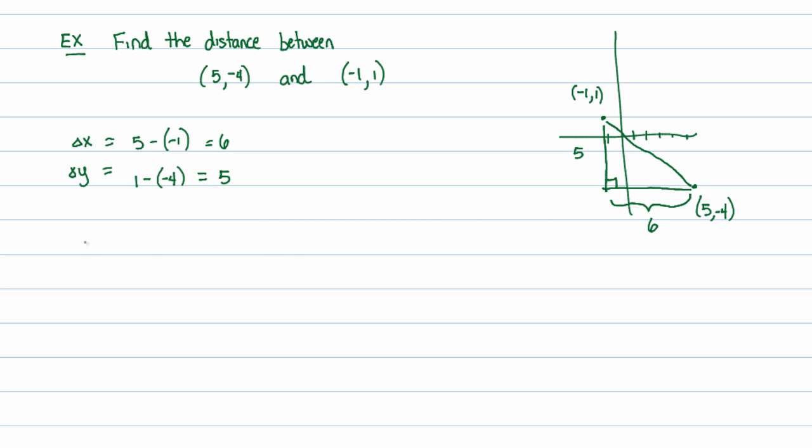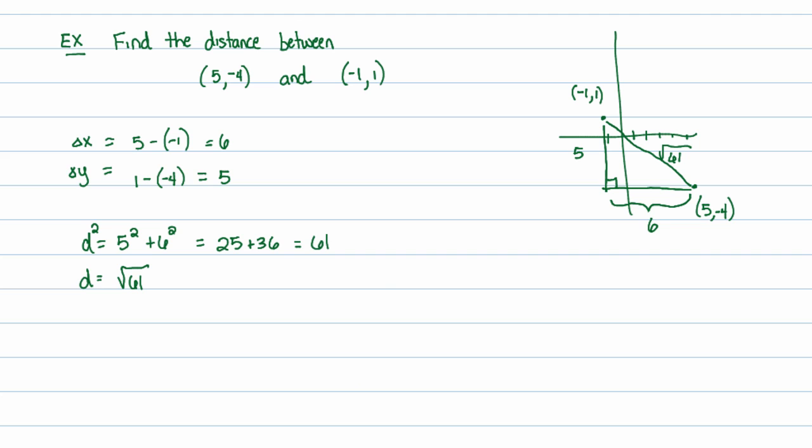So therefore, distance, or at least distance squared, should be equal to 5 squared plus 6 squared, which is equal to 25 plus 36, which is equal to 61. So d itself should be equal to the square root of 61. Root 61. That's me using the Pythagorean theorem.